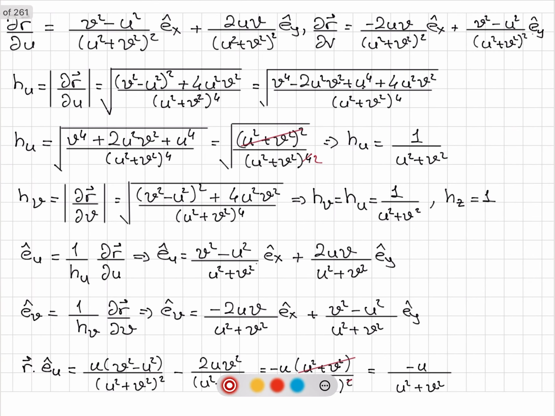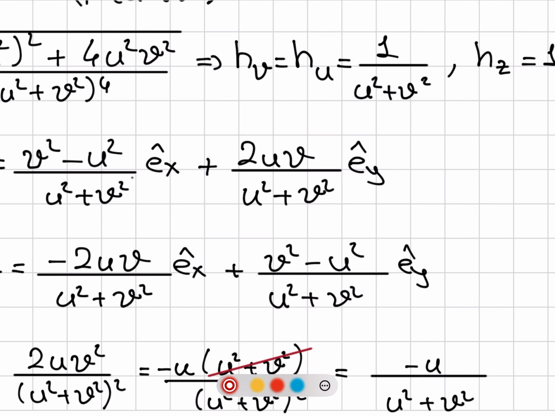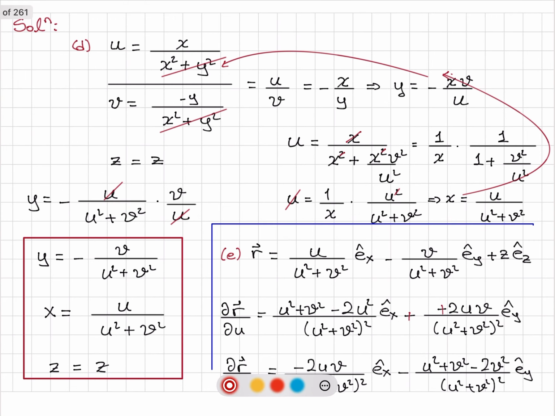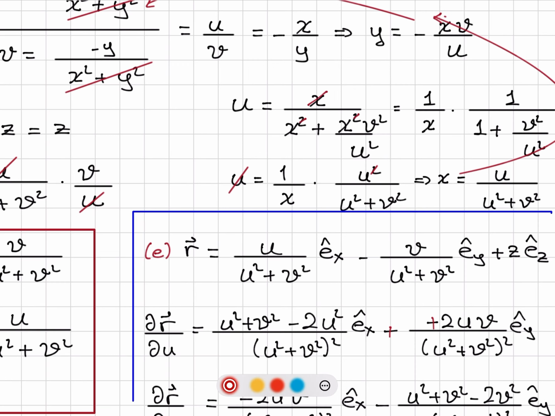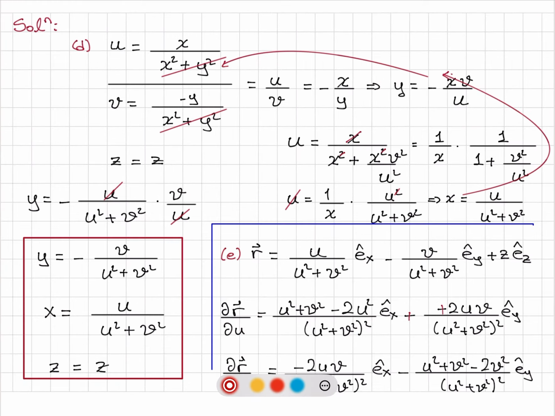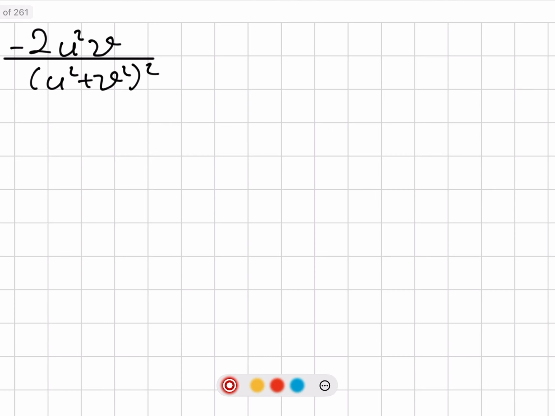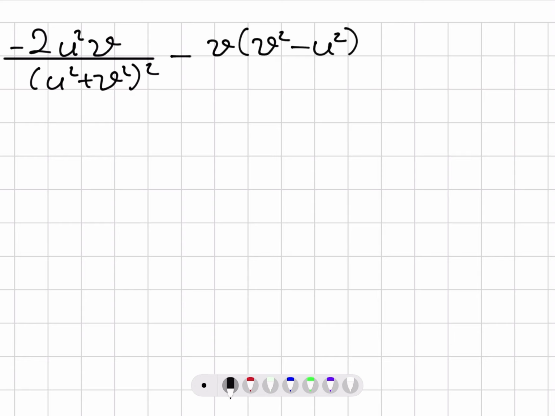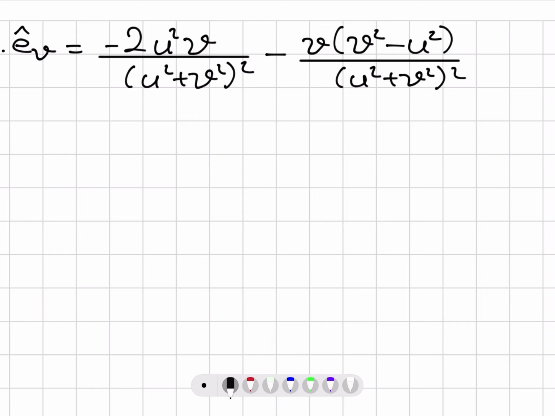And then I have to look at the Y components. V square minus U square must be multiplied with minus v. So here it is minus v multiplied with v square minus u square divided by u square plus v square parentheses squared. So that is the component of the position vector in EV hat direction.